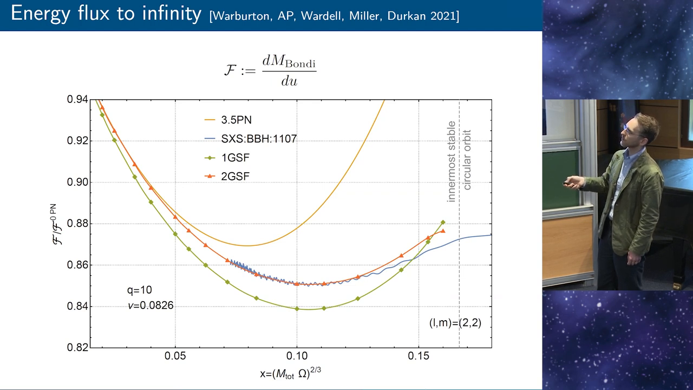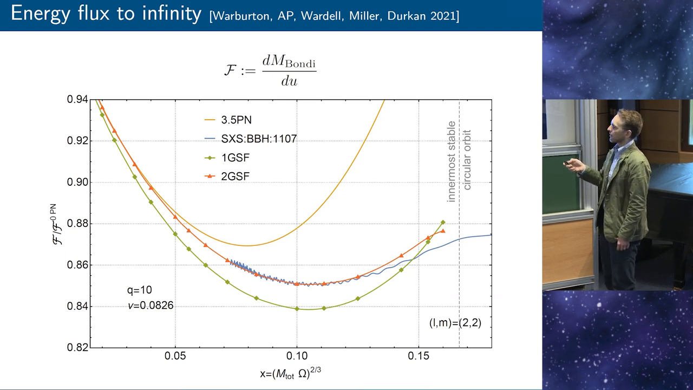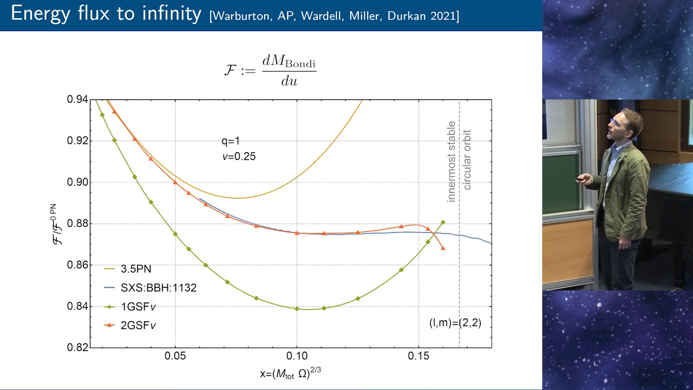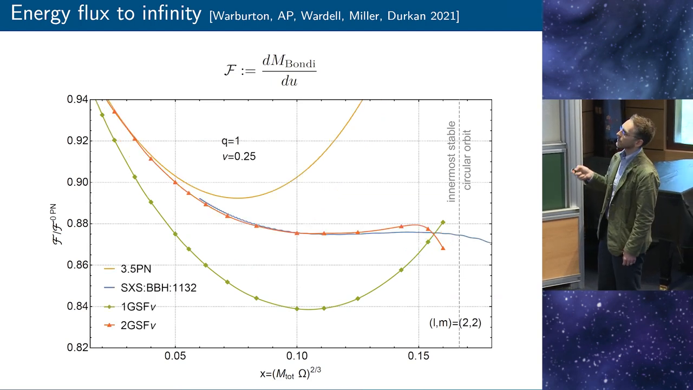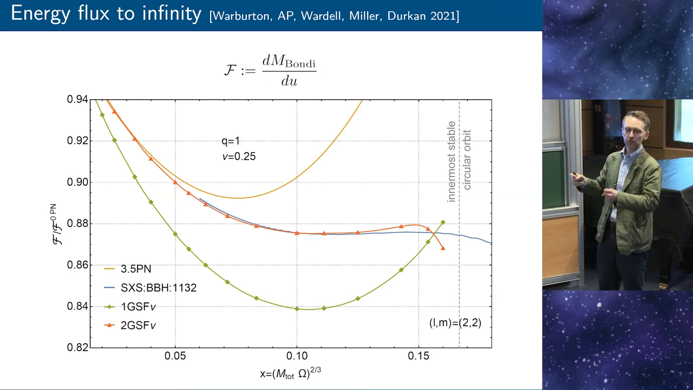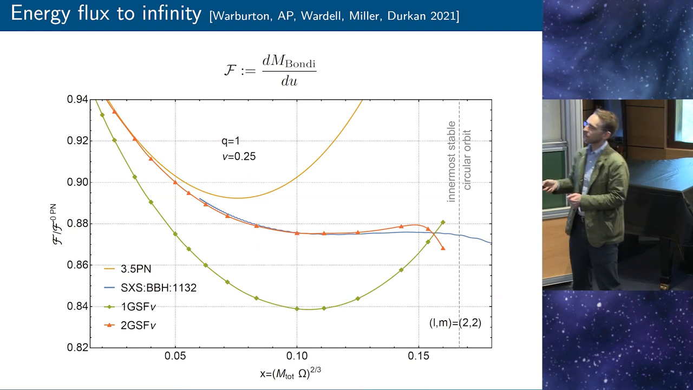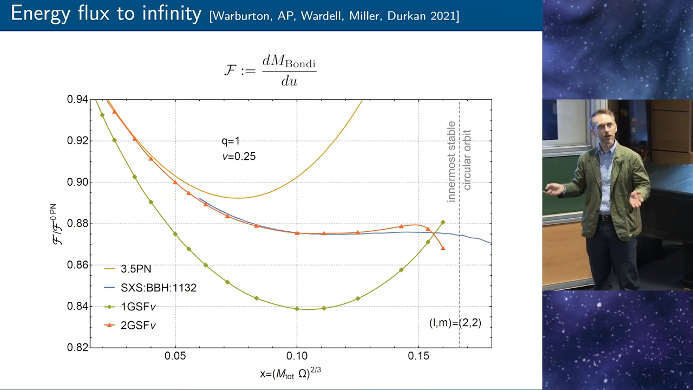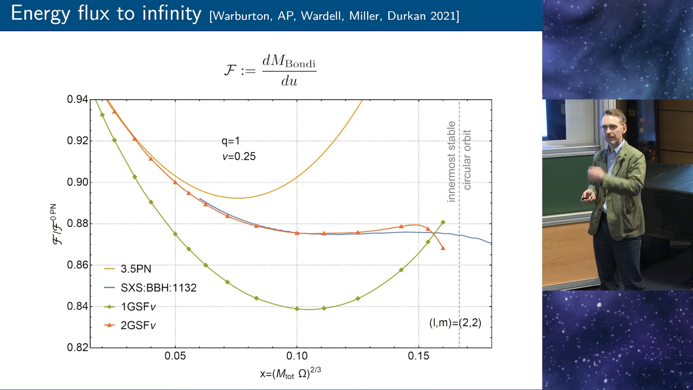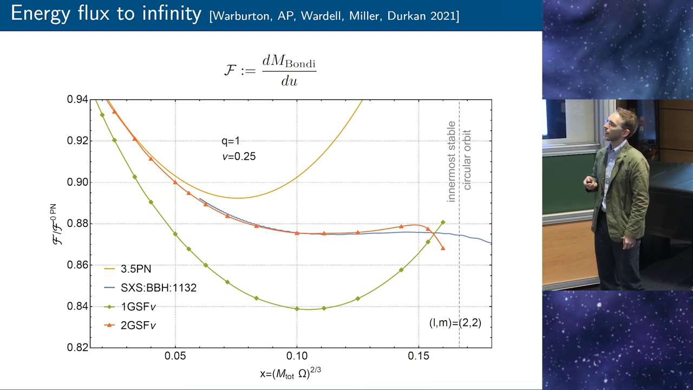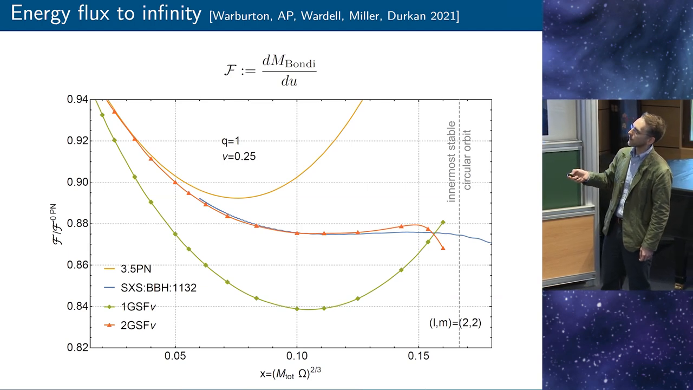So this is the flux basically as a function of frequency for the 2-2 mode, but our agreement is also good for the other modes. Okay, this is mass ratio 1, two equal-sized objects. So you would think at mass ratio 1, our approximation would be total garbage. Why would it work at all? We're expanding in powers of the mass ratio. But no, it's good. So it's important to see the scale here.